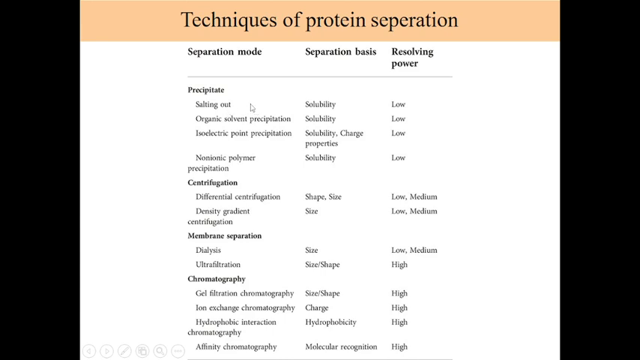So what is salting out, and then what is solvent, organic solvent precipitation, isoelectric precipitation we studied in our older classes, right? Then there is centrifugation. So differential centrifugation refers to spinning at different speeds, different RPM, so that different components get separated at different time points.